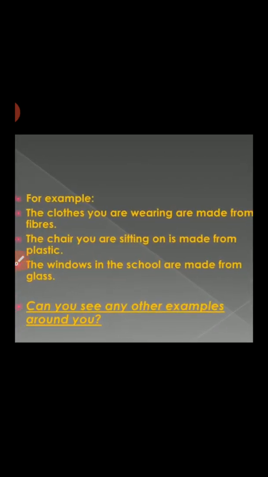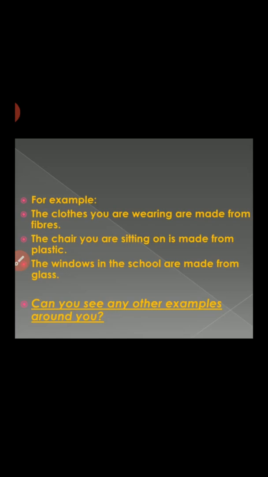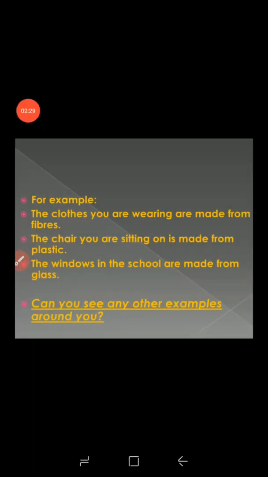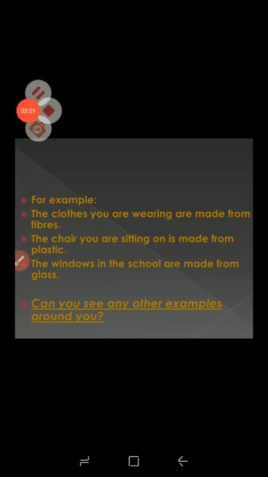For example, the clothes you are wearing are made from fibers, and the chair you are sitting on is made from plastic. The windows in this school are made from glass. Okay, so all these things in your surroundings are made up of various kinds of materials. Okay, so that is known as materials.